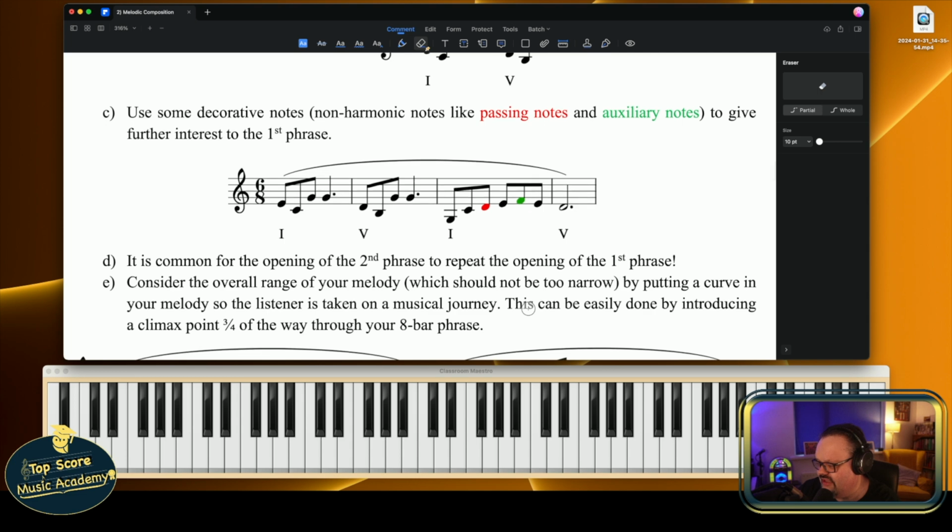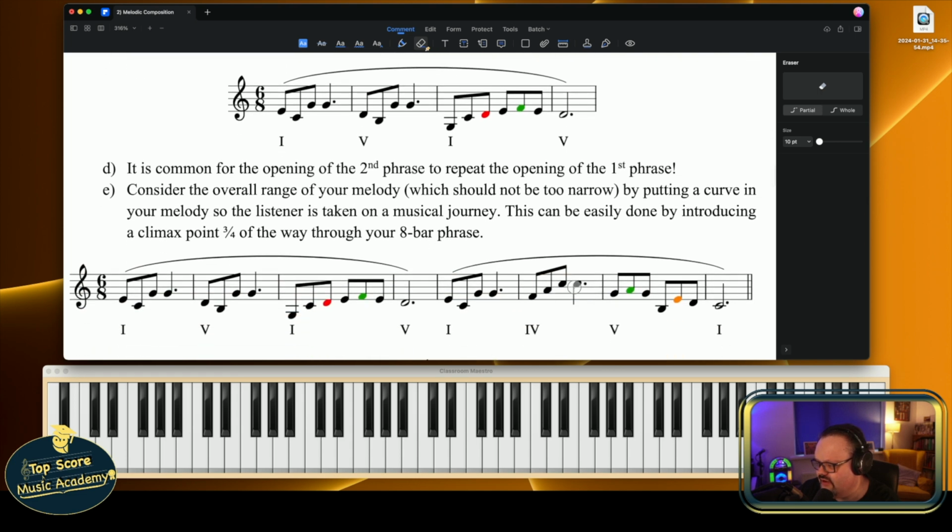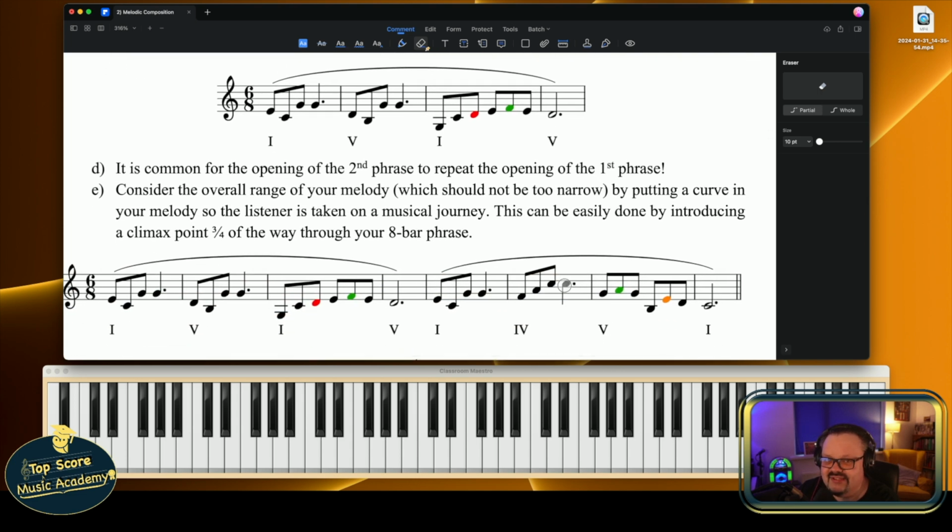This can be easily done by introducing a climax point about 3/4 of the way through your 8-bar phrase. Now, for me, that's usually around bar 6. It doesn't have to be exactly 3/4 of the way through. Some people do it much closer to the end of the 8 bars, so they might do it on bar 7 or something. But for me, I'm going to do it on bar 6.